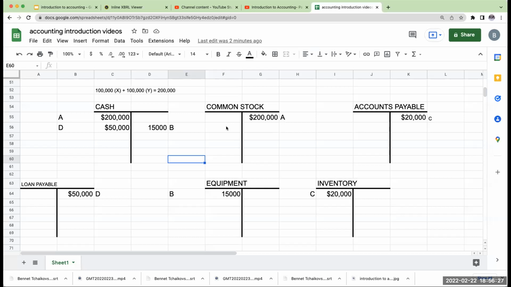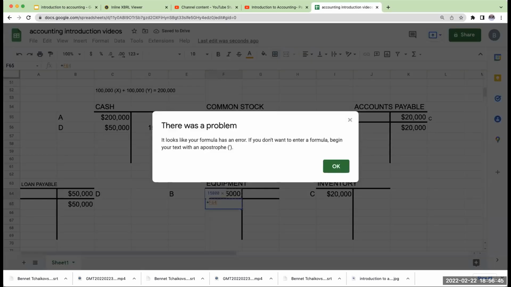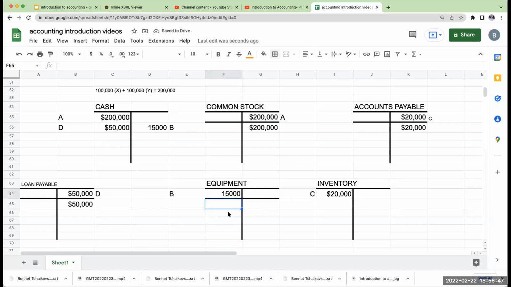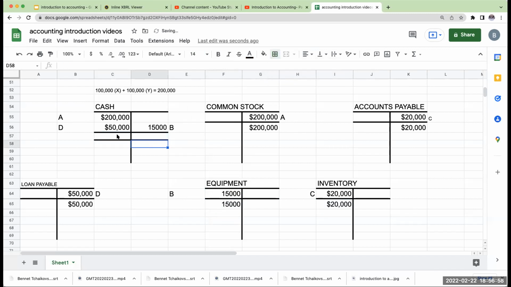So right over here, I'm looking at the transactions I just went through and input from part 6. What I'm going to do is total up each of these T accounts. For the loan payable, common stock, and accounts payable, it's pretty easy because there was only one transaction, as well as with equipment and inventory. Now, the cash T account looks a little bit more complicated, but it's not.